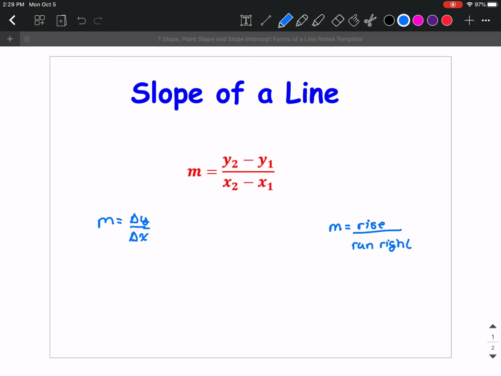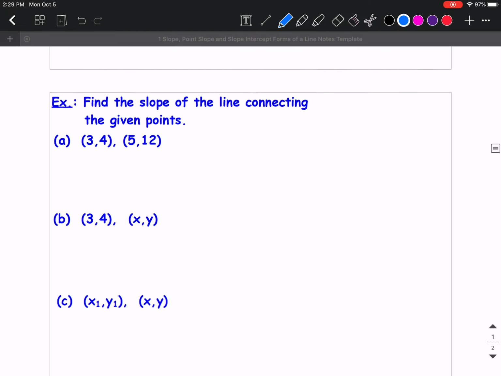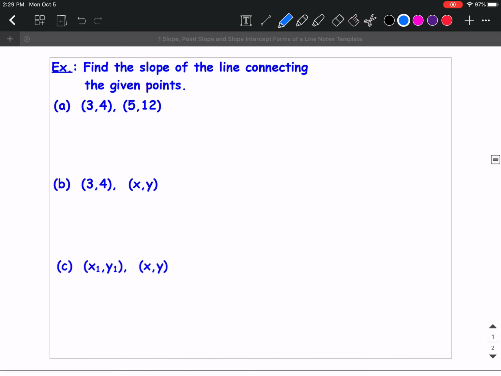And it's y2 minus y1 over x2 minus x1, where those numbers are coming from 2 points, where you have a point x1, y1, and then you have a point x2, y2. Okay, so let's practice first. Let's find the slope of the line connecting the given points.